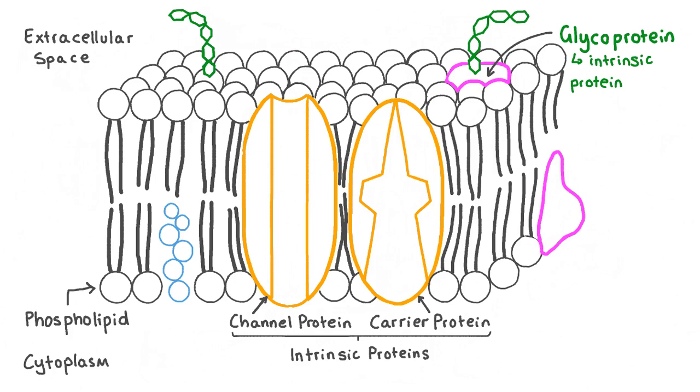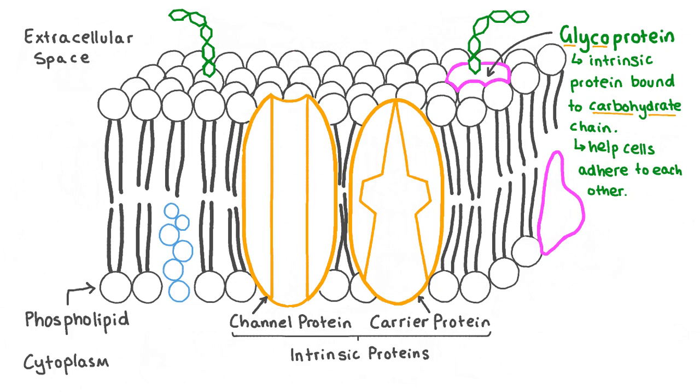Glycoproteins are another example of an intrinsic protein, which, remember, means that it spans the whole bilayer of the membrane. The prefix glyco indicates that this protein is attached to a carbohydrate chain. Glycoproteins have two main uses, one of which is to help cells adhere to each other and stick together. Glycoproteins can also act as receptors. The general role of a receptor is to allow a specific chemical, such as a hormone, to bind to it and elicit a response in the cell.